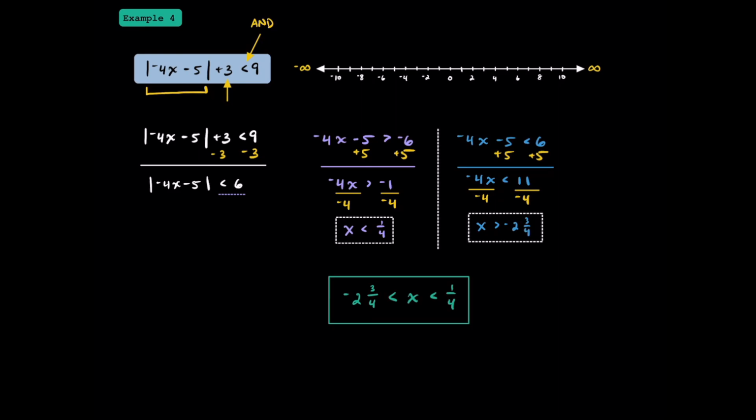This would be our final solution. To graph this, we'd put an open circle at negative 2 3/4, as well as an open circle at positive 1/4. Since the values between these numbers work, we're going to connect them here. Excluding negative 2 3/4 and positive 1/4, all the numbers in between them make our inequality true.